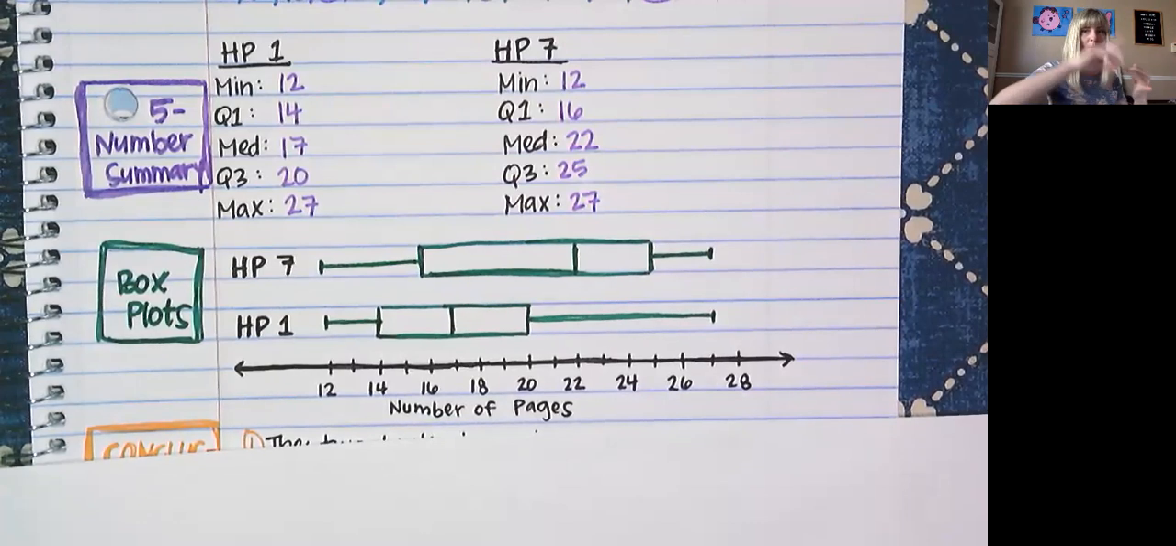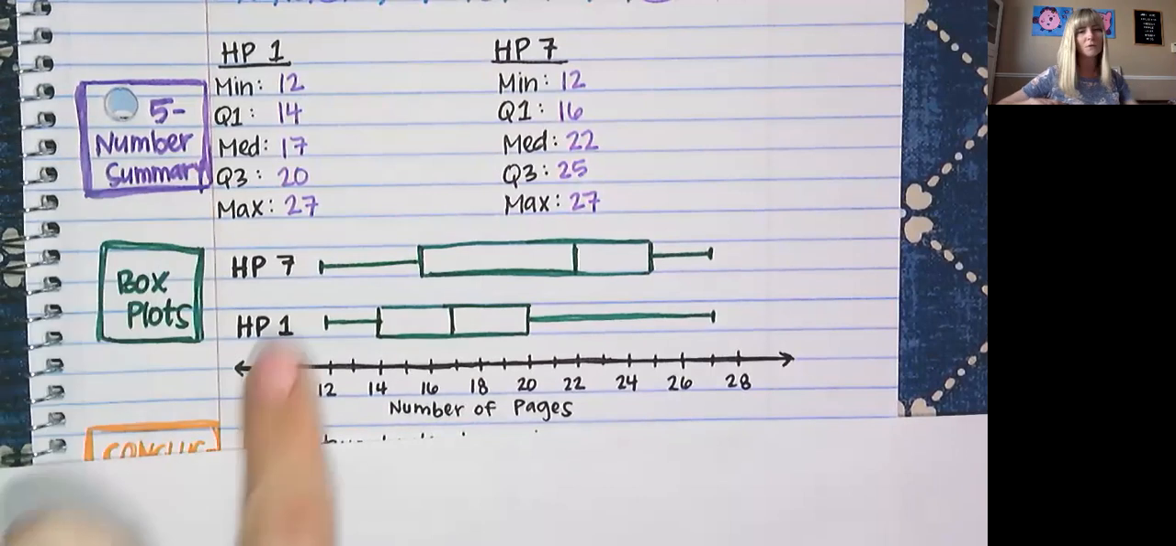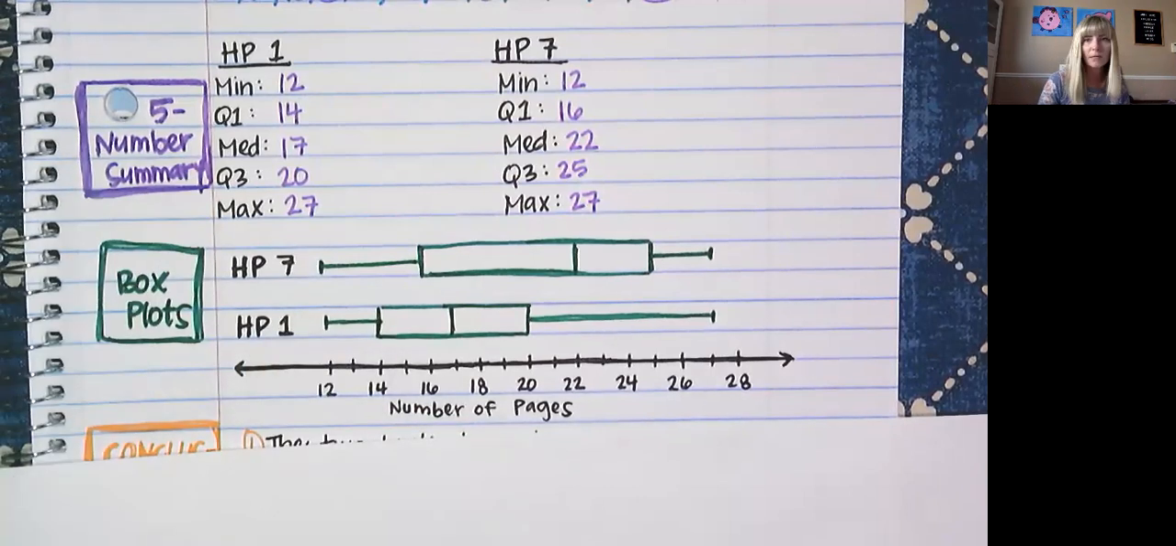So we've picked our 2 populations, we made a prediction, we gathered our 2 sets of data, we made a 5-number summary, and we drew some box plots. The last step is conclusions. You have to write at least 3 conclusions. That means, okay, what did you find out from all of this?